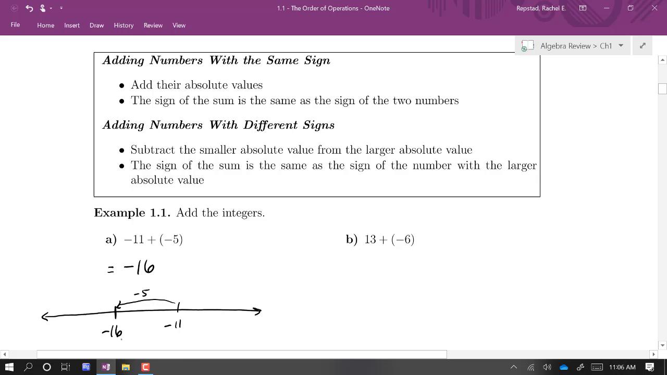When we're adding integers with a different sign, basically we're going to do some subtraction, and then the difference will adopt the sign of the number with the biggest absolute value. So 13 plus negative 6 is equal to 13 minus 6, which is a positive 7. Again, we have a visual way to understand this. I'm starting at 13, I'm adding a negative 6, meaning I'm going to go back 6 spots, and that puts me here at a positive 7.